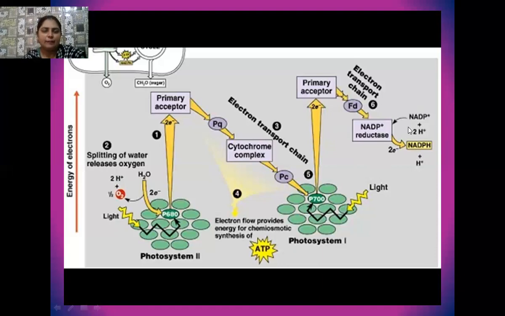So these electrons finally get accumulated over this NADP plus, and you know that addition of electrons is known as reduction. So when these electrons finally accumulate with this NADP plus, then reduction of the NADP plus molecule takes place, and this NADP plus gets converted into NADPH. So in this way, in the whole process, the electrons start from P680 and they finally end at NADP plus, which is an electron acceptor of photosystem 1, P700.